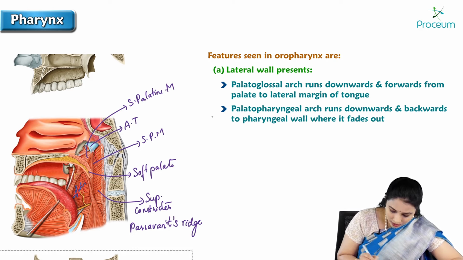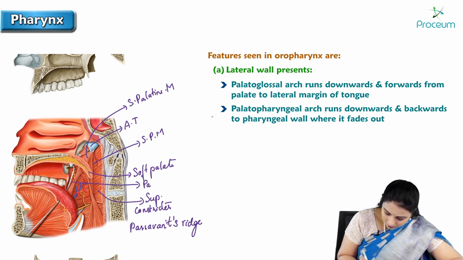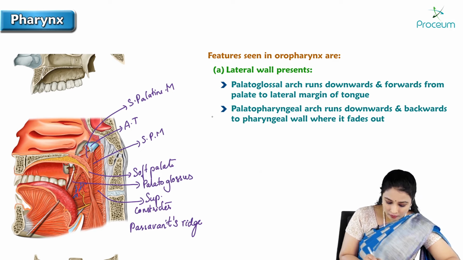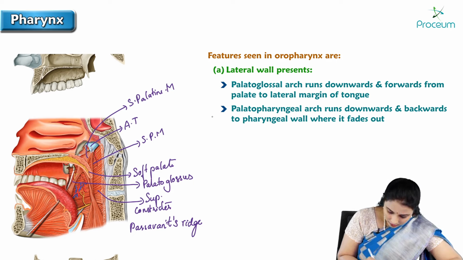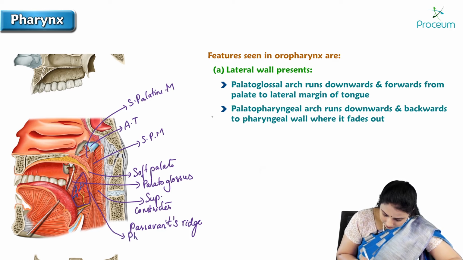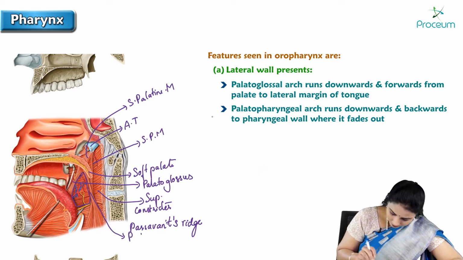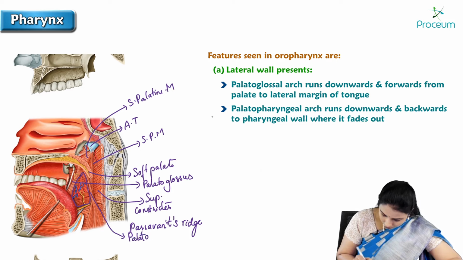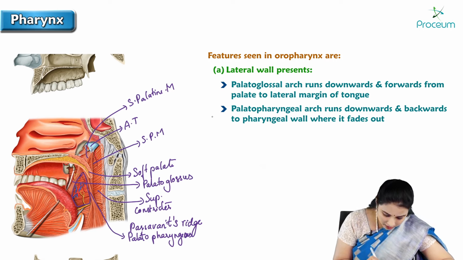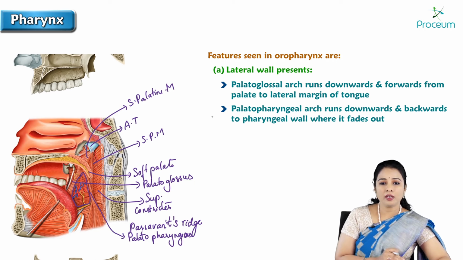So after removing the mucosa, we can see the palatoglossus muscle which is towards the tongue, and this is the tonsillar fossa which is between these two arches, and this one is the palatopharyngeus muscle, and we can see the blood vessels and nerves forming the tonsillar bed structure.